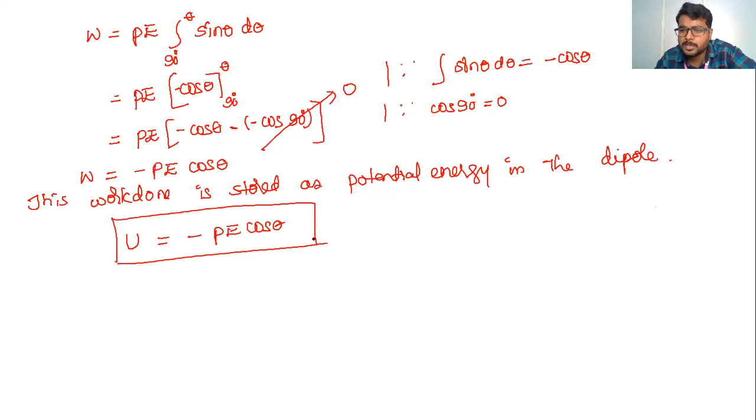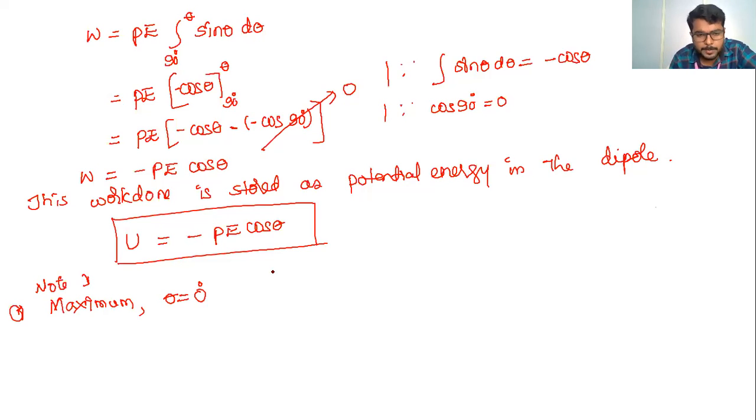Write the expression for potential energy of an electric dipole when it is maximum and when it is minimum. First, when is it maximum? You can easily tell me that it is maximum when theta is equal to 0 degree. We also write 180 degree, but I will explain that another day.